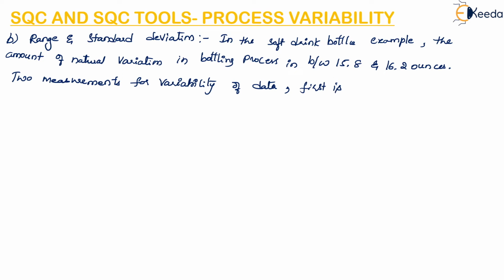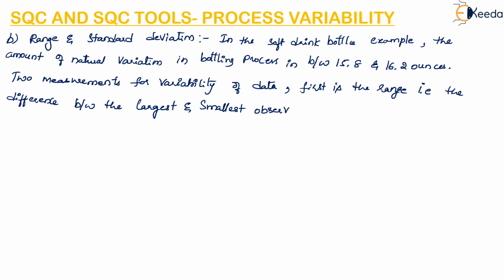First is the range, that is the difference between the largest and smallest observation. So in this example, that is 15.8 and 16.2. The largest is the 16.2 observation and the smallest is the 15.8, that will give us 0.4 microns. So this is the range in this example.